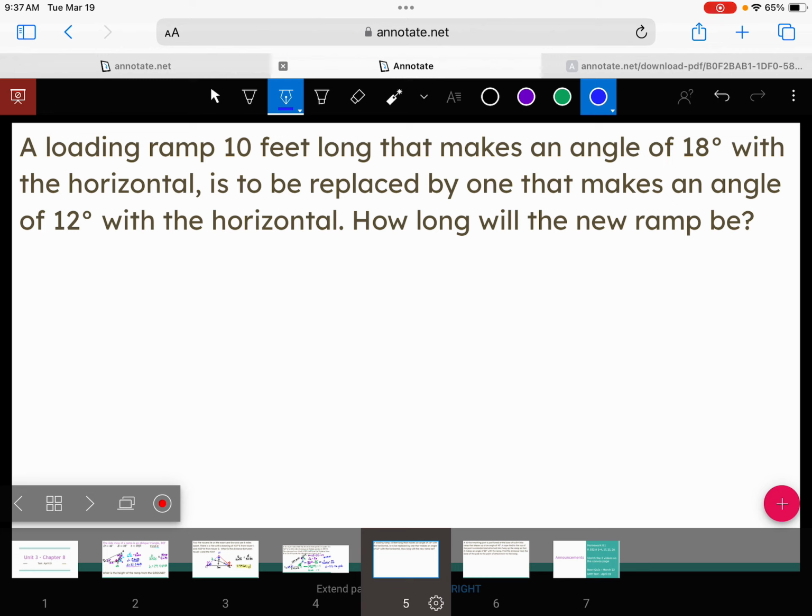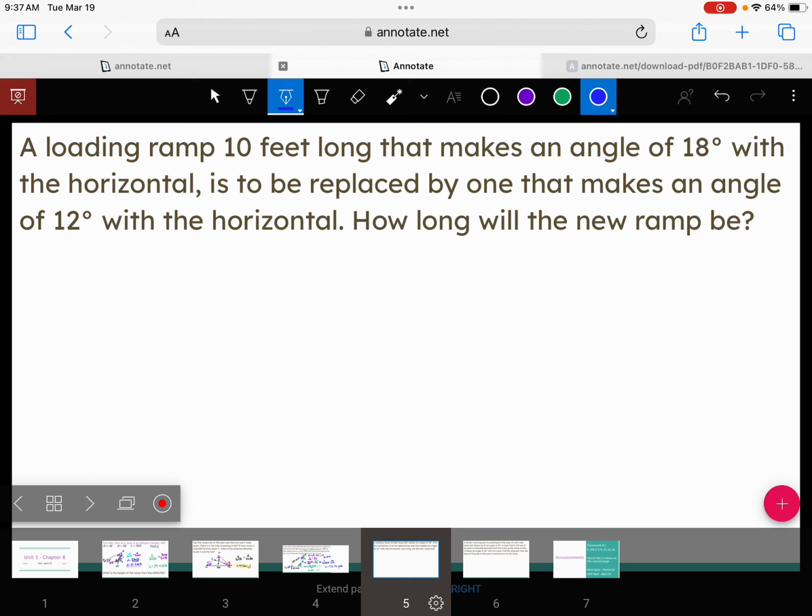All right, so we've got a loading ramp that's 10 feet long. It makes an angle of 18 degrees with the ground. That's the horizontal. They're going to buy a new ramp. They want to lessen that curve. They want to lower the ramp so it's less work to go up it. So it's got 12 degrees.